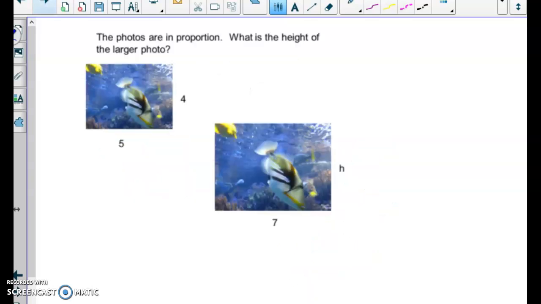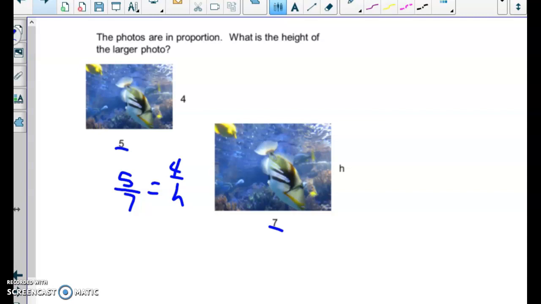In here I have a picture of a fish, and the photos are proportional, and I want to find the height of the second one. So I'm going to say that 5 is to 7 as 4 is to h.